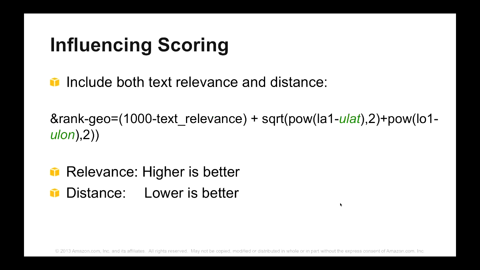All right, now as I said, as you get better and better at this, you'll want to include more factors. And so right here, I'm just combining text relevance and distance. Now, we have the minor issue that with relevance, a higher score is better. With distance, closer is better, so a lower score is better. So to make them go the same direction, I subtracted text relevance from 1,000, which is the maximum distance.